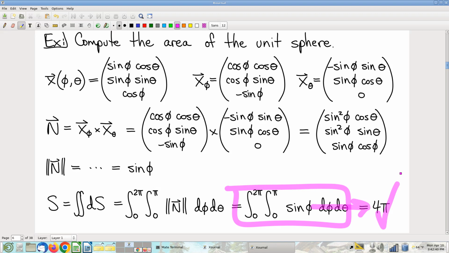So, nice little calculation. Oh, by the way, of course, we already know from high school geometry class that this is the correct answer for the area of a unit sphere, and this is a confirmation as a starter example. Okay.